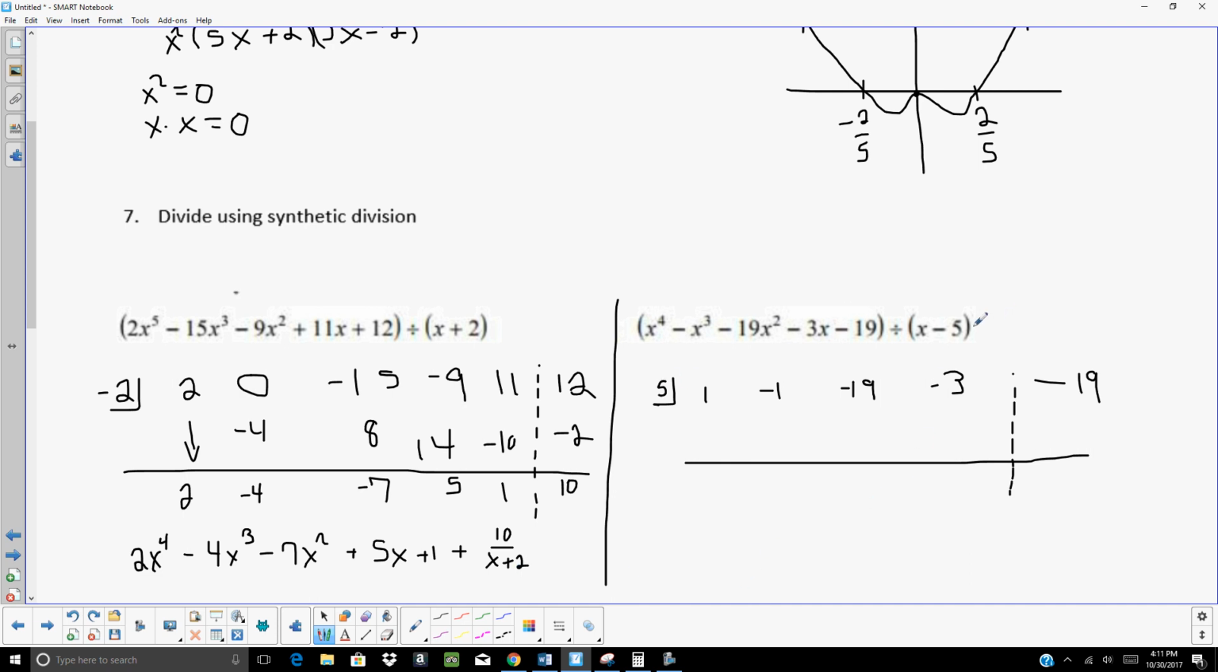I'm going to put 5 in the box. My coefficients are 1, negative 1, negative 19, negative 3, and negative 19. So bring it down, multiply, add, multiply, add, multiply, add, multiply, and add.